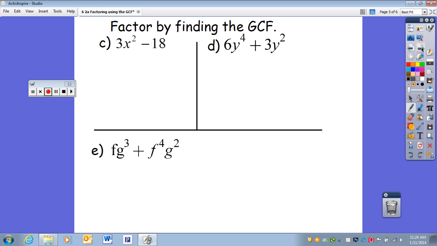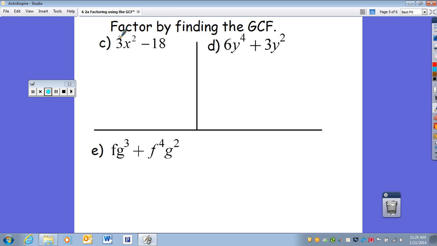Let's take a look at another example. So we have 3x squared minus 18. What do they have in common? Well, first of all, let's take a look at the coefficients. It looks like they have a 3 in common. So we're going to divide by 3, and then when we divide 3x squared by 3, we get x squared, and when we have negative 18 divided by 3, we get negative 6. Notice that we did not have a variable in common, so a variable was not part of our greatest common factor.